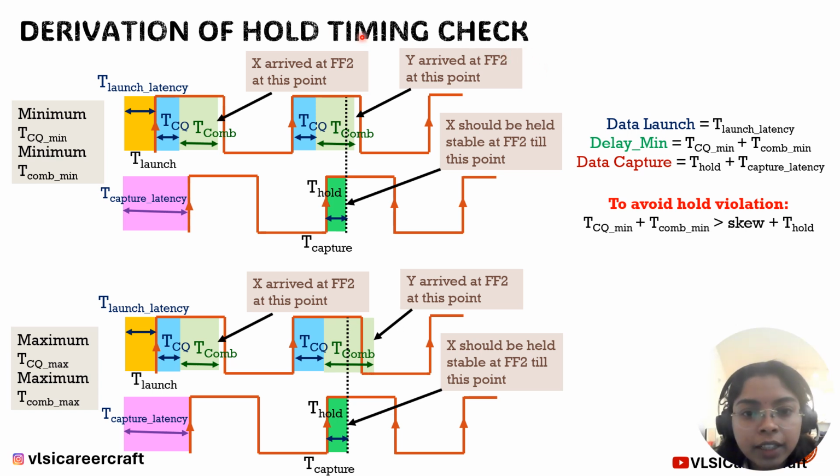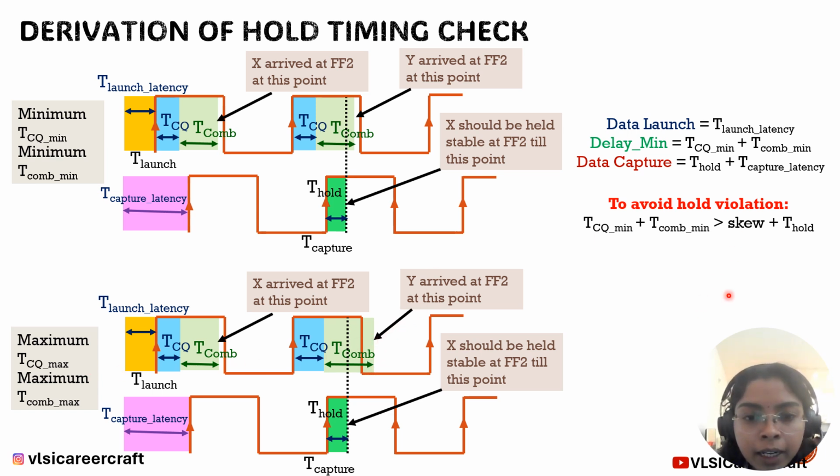Now let's refine this hold timing check equation by considering the worst case. What is the worst case? Let's say we have minimum delays in one case and maximum delays in the other case, and the case giving a shorter time duration, like a shorter hold time frame, will be the worst case. In the first case, when the clock to Q and T combinational delays are minimum, Y is arriving a bit earlier than in the case where the combinational and T clock to Q delays are maximum.